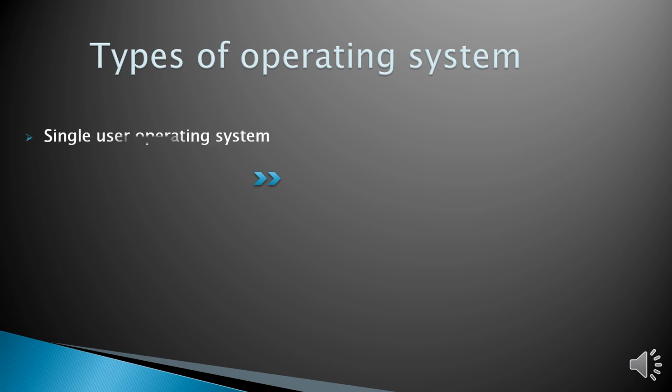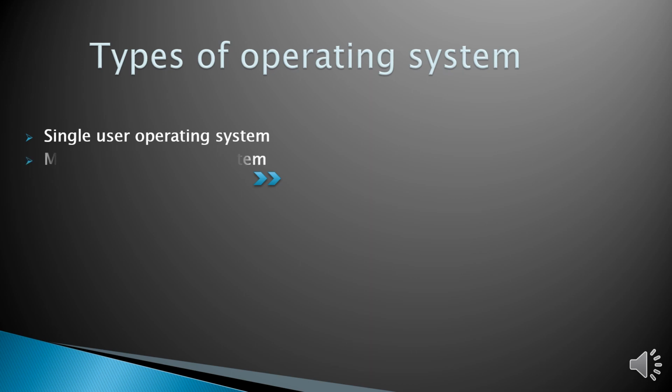Our first operating system is single user operating system. What is single user operating system? It is used on a single computer for performing a single task. It performs one task at a time. An example is MS-DOS. In MS-DOS, we can perform only one task at a time. So only one task can be performed on the system.